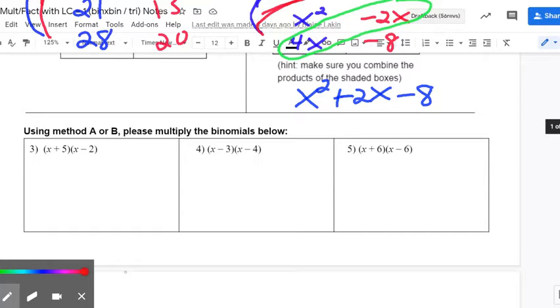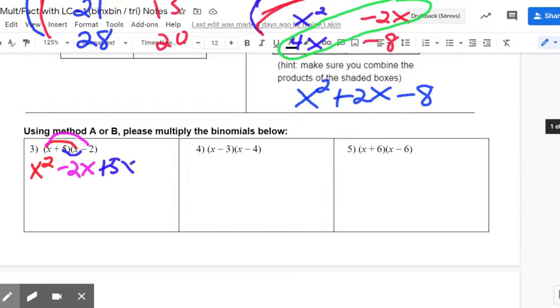Okay, so if we do distribution method, I got x times x is x squared. X times negative 2 is negative 2x. Five times x is plus 5x. And 5 times negative 2 is negative 10. Close it all up. Just combine our like terms in the middle. And so our final answer would be x squared plus 3x, because 5x minus 2x is 3x, minus 10.